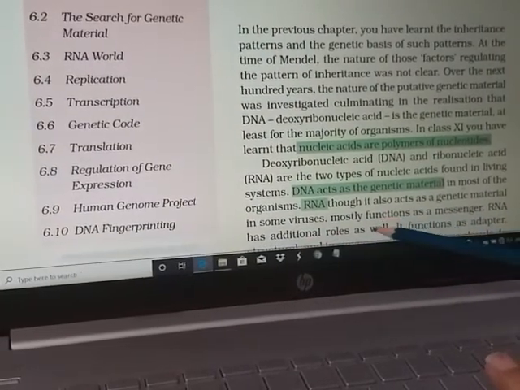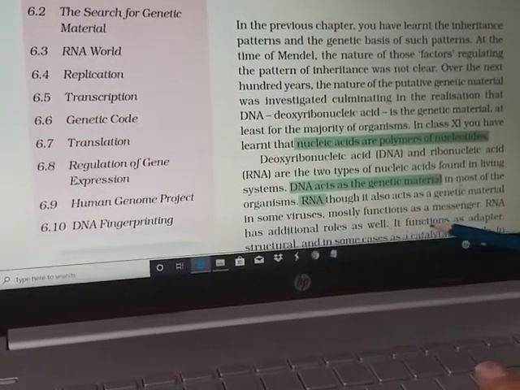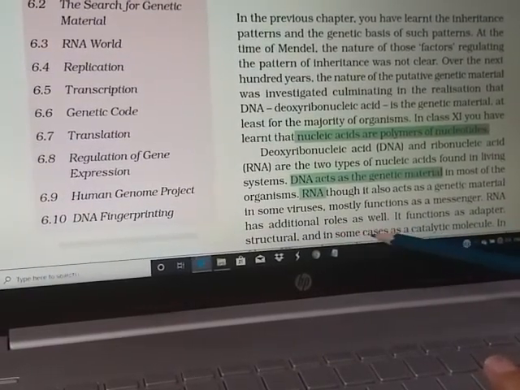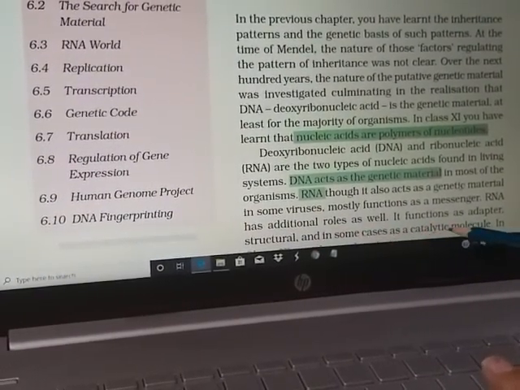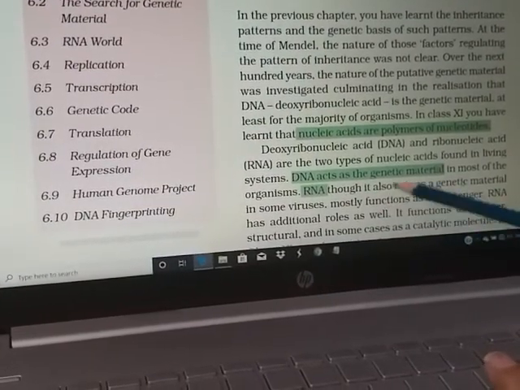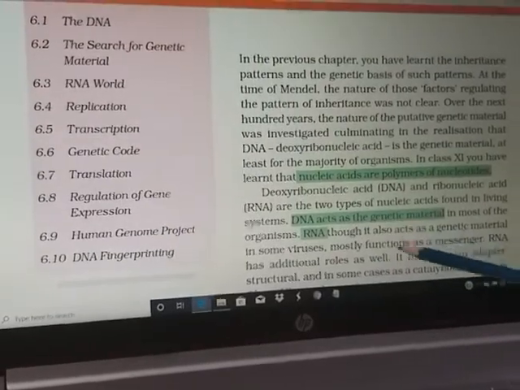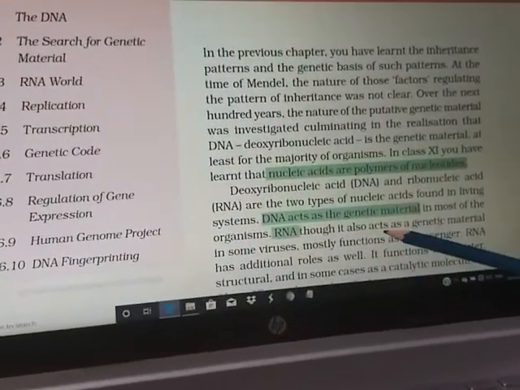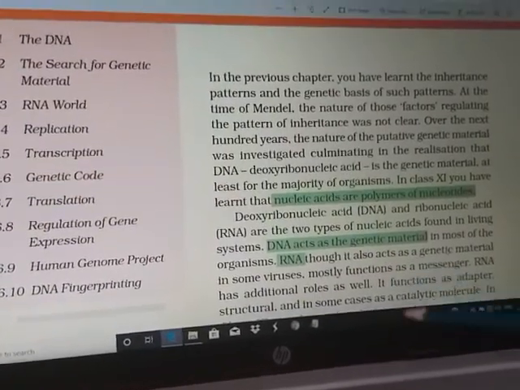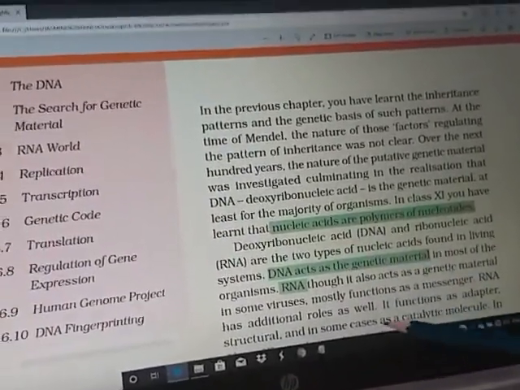RNA has additional roles as well. It functions as adapter, structural, and in some cases as a catalytic molecule. All these functions of RNA will be told to you in more detail when we talk about protein synthesis. Right now, we will proceed to DNA.